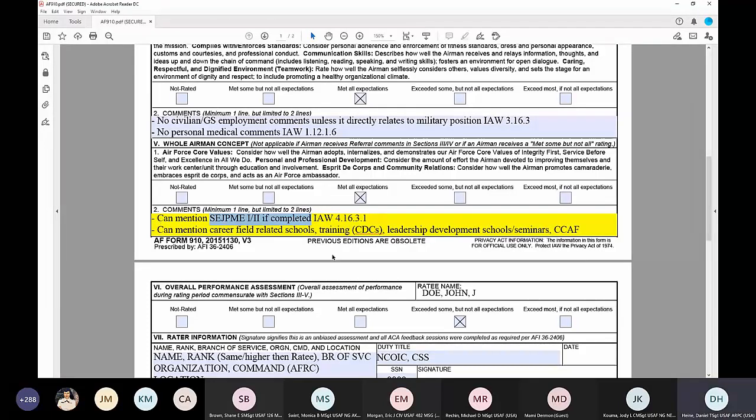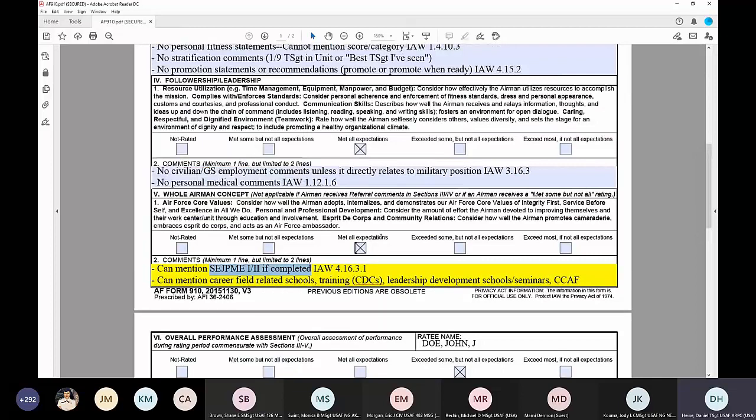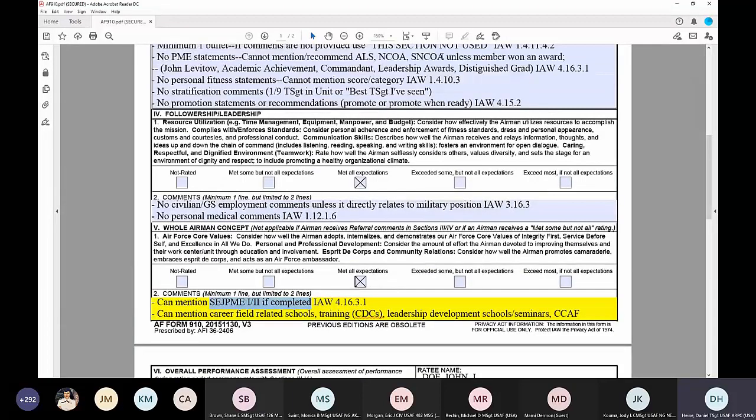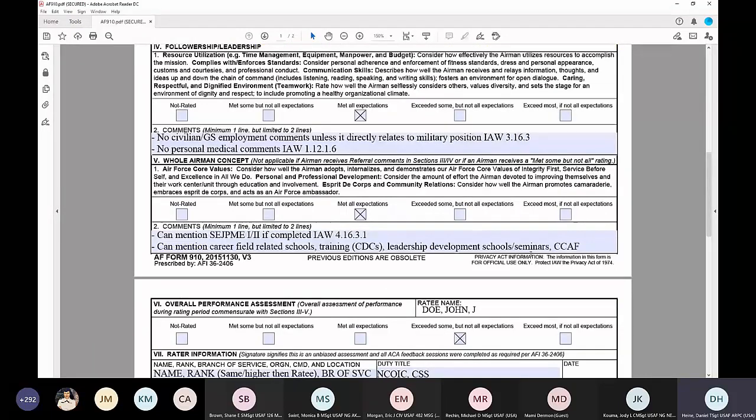And also, the EPR can have any career field related schools, training, CDCs, or leadership development schools and or seminars, and any CCAF requirements that they have. Also, they can have university credits or college credits on there as well. As long as it is not a PME, they can mention it. So one of the seminars I know, there's NCOPS, NCO Professional Enhancement Seminar, that can be mentioned because it is a development school or a seminar.